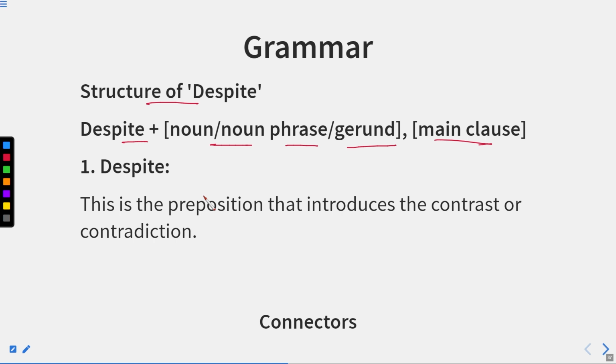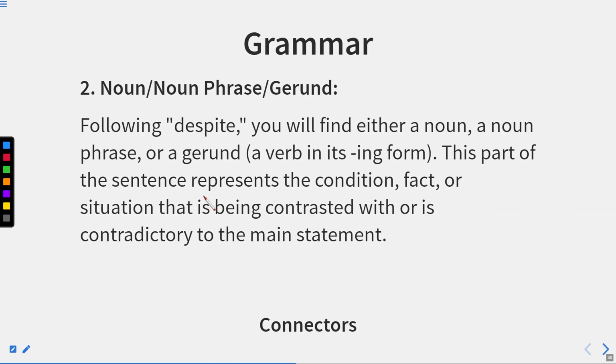Despite is the preposition that introduces the contrast or contradiction. Noun, noun phrase, or gerund: following despite, you will find either a noun phrase or a gerund, a verb in its ing form. This part of the sentence represents the condition, fact, or situation that is being contrasted with or is contradictory to the main statement. Suppose we have a subject, and after that we have any word, whether it is a verb, an adjective, an objective clause, or a subject complement, that is just known as a phrase.